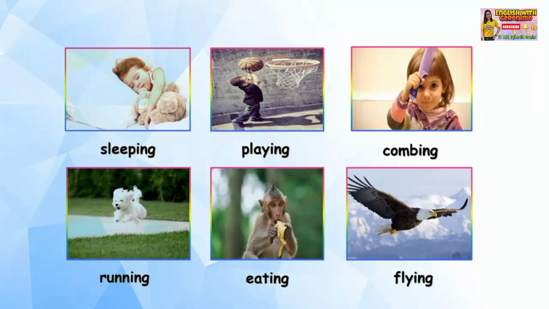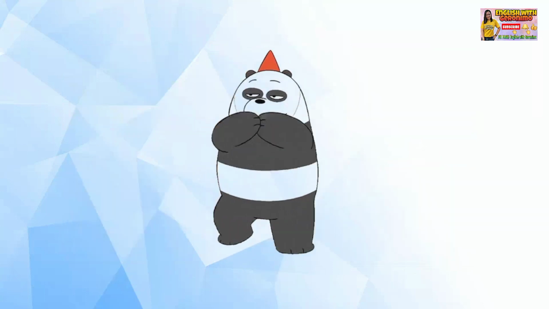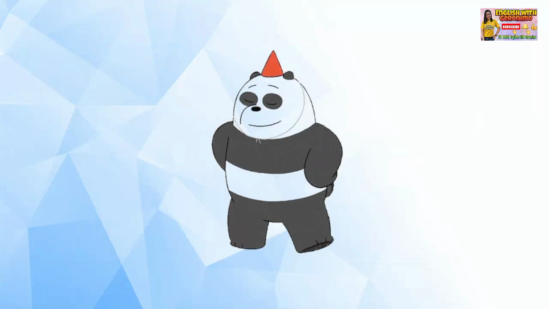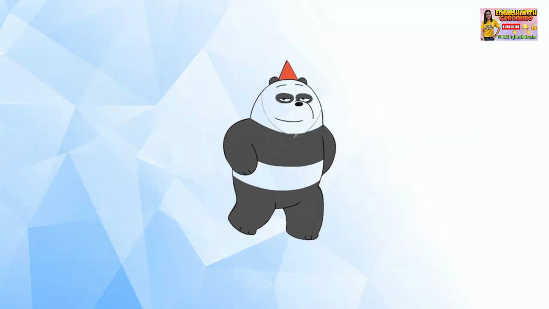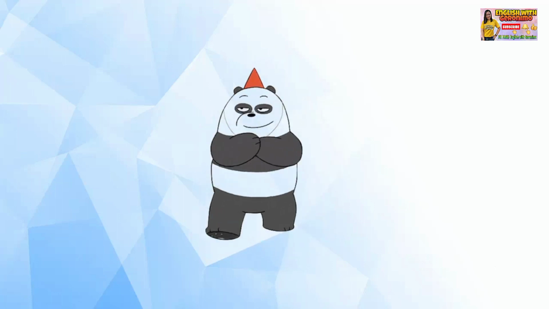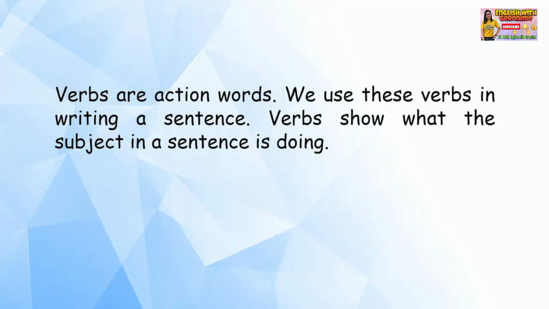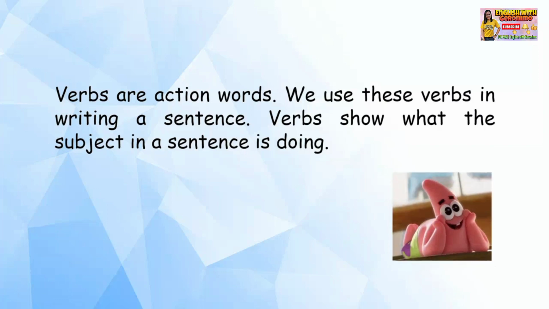The eagle is flying. Can you still remember what we call the words that show action? We use these words to show that a person is doing something with the use of his or her body. Verbs are action words. We use these verbs in writing a sentence. Verbs show what the subject in a sentence is doing.